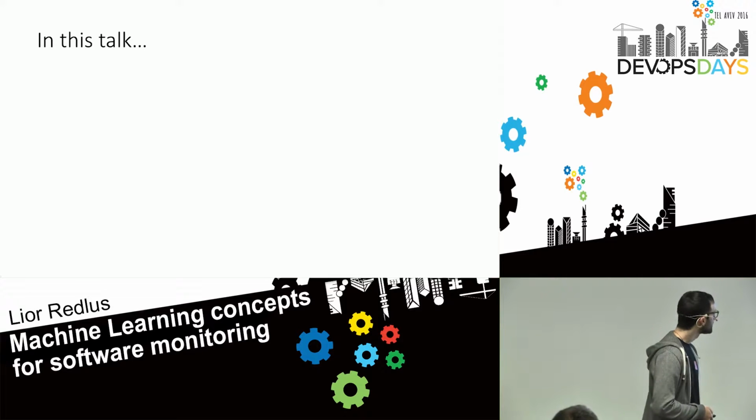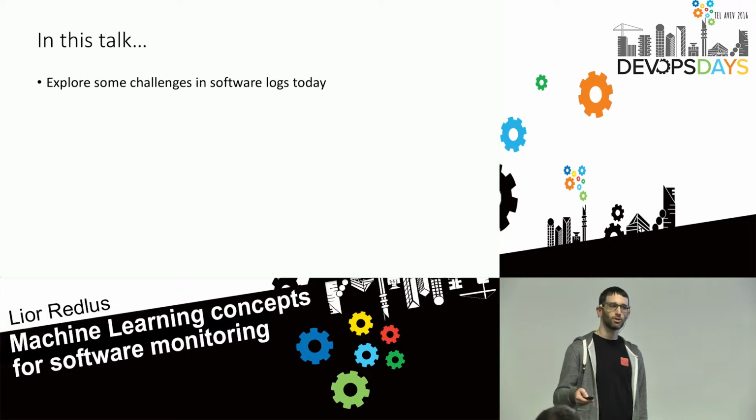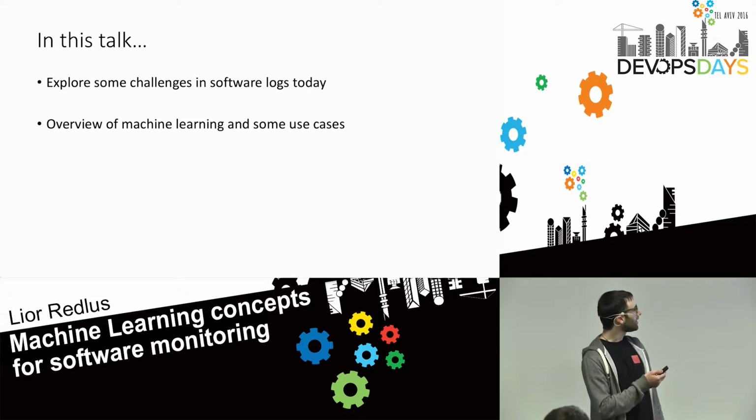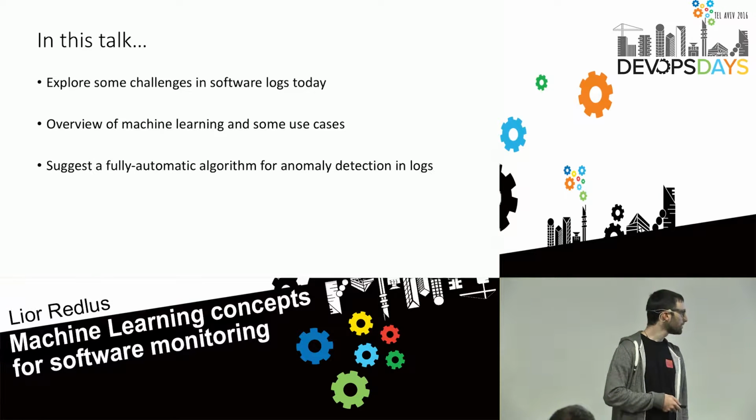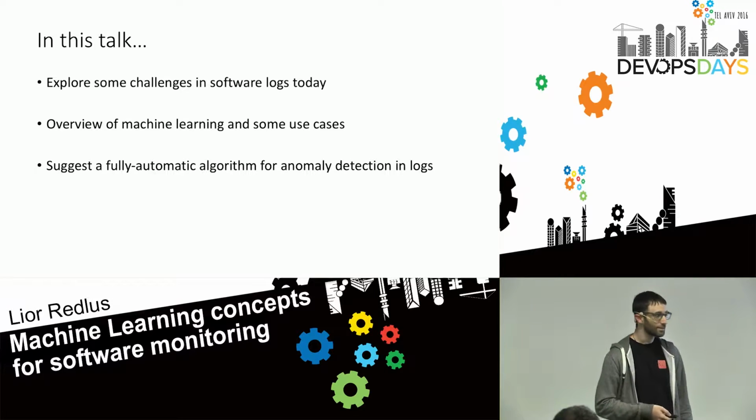In this talk, we will explore the challenges of software logs today. We will take a not so short overview of machine learning and some of the use cases, and suggest a fully automatic algorithm for anomaly detection in logs.